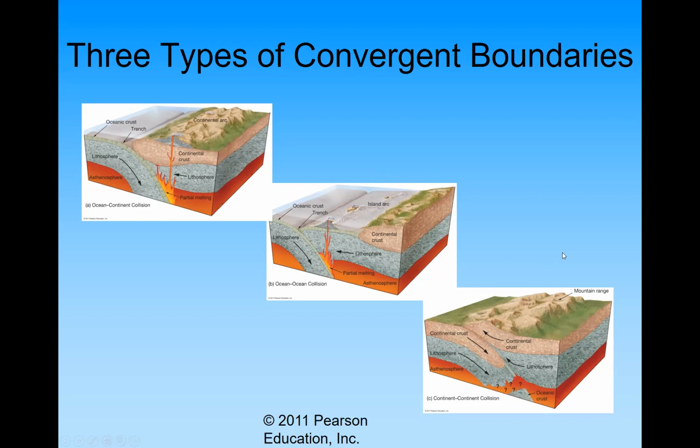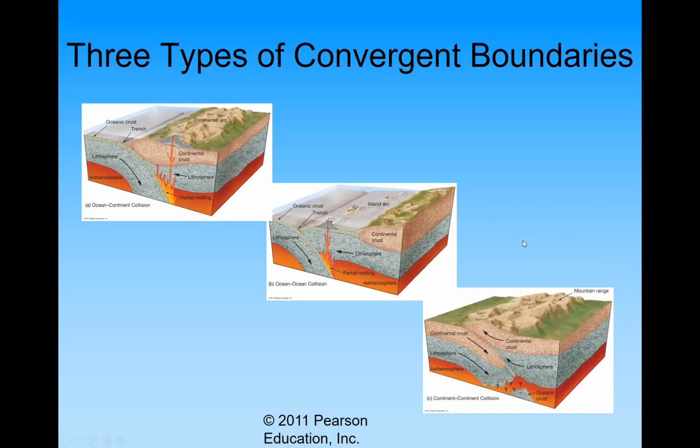And then finally, where two continental crusts are coming together, that forms a mountain range. An example of a mountain range formed by the collision of two continental plates can be found in the Himalayan mountains. The Himalayan mountains are some of the most recent mountains forming on Earth, and they began forming about 70 million years ago when the Indian subcontinent collided with the Asian continental plate. This collision pushed up the Himalayan chain and created the present highest mountains on the planet. So these are the three types of convergent boundaries.